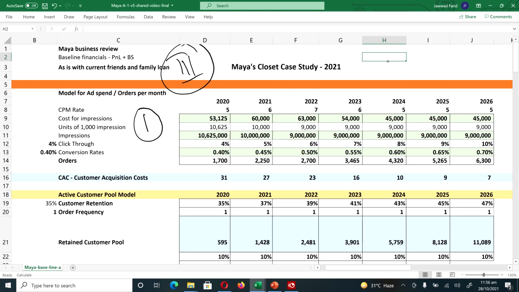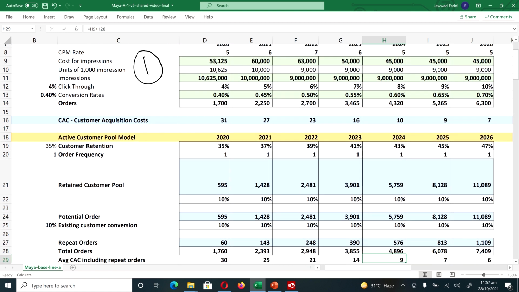In addition to the traffic model, you'll also see that there is a customer retention model or a model for churn.